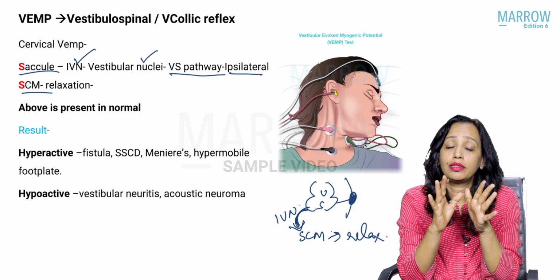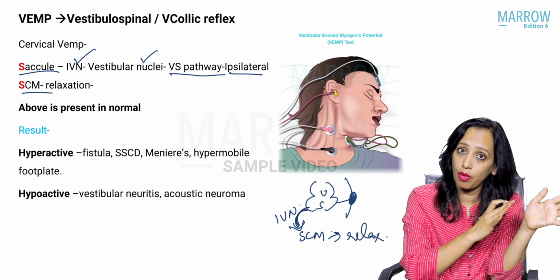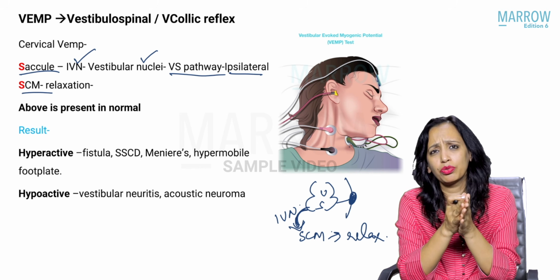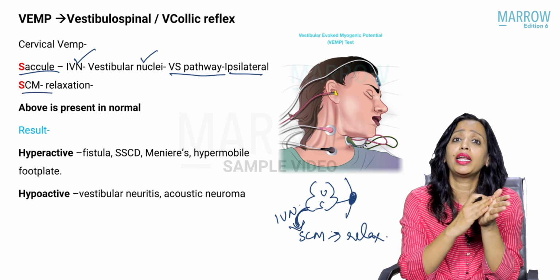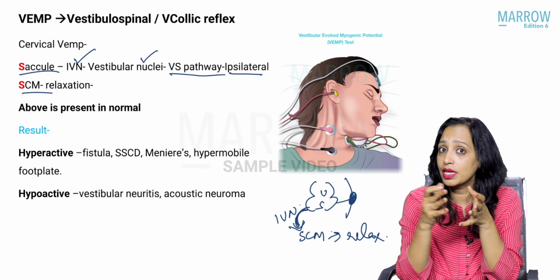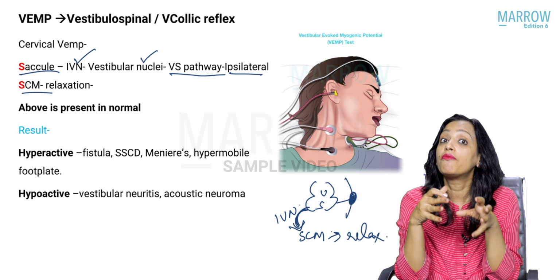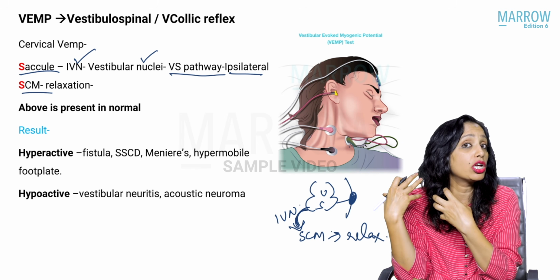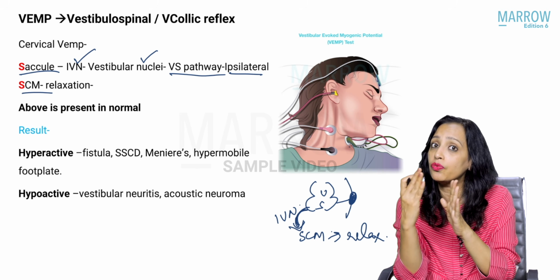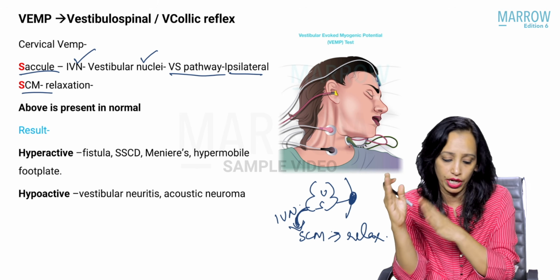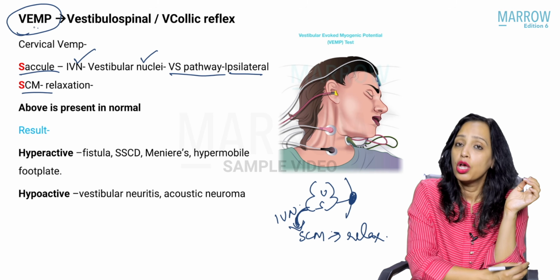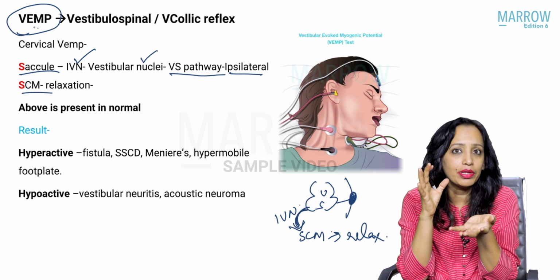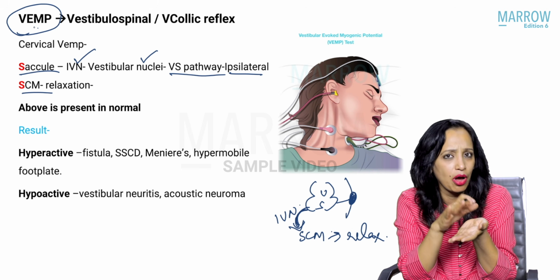Now, if we get a response which is less than normal, it means that that particular inner ear is not functioning, is hypofunctional. For example, if there is vestibular neuritis of the right side, or acoustic neuroma of the right side, then this vestibulospinal reflex test, known as VEMP, vestibular evoked myogenic potential, the potential of the muscle that we are measuring in response to vestibular stimulation, will be less than normal, where the labyrinth has become hypofunctional.